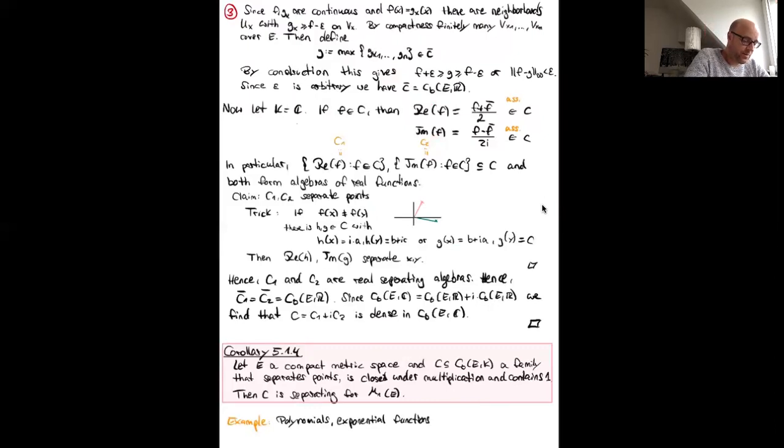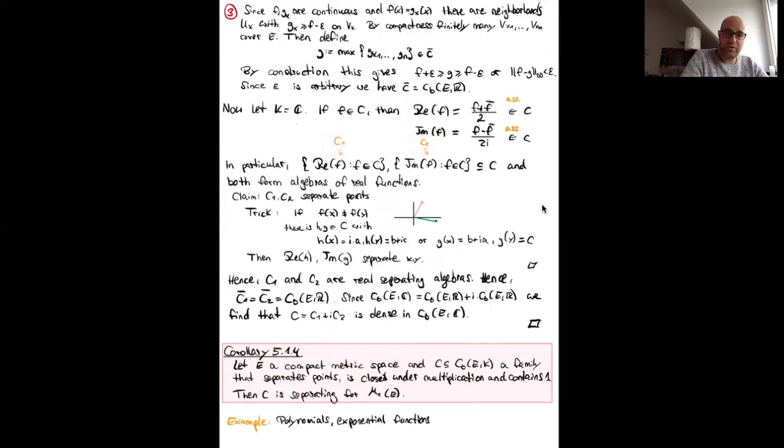So now we define the sets of imaginary and real parts of functions in C. By this argument, they are subsets of C again. And in fact, they again form algebras. Well, you just check, you take the sum of these two. The sum of the real parts is the real part of the sum, but the sum is closed and the real part is closed, so it's again in there. So these are both algebras again, but now they are real functions. They take only real values.